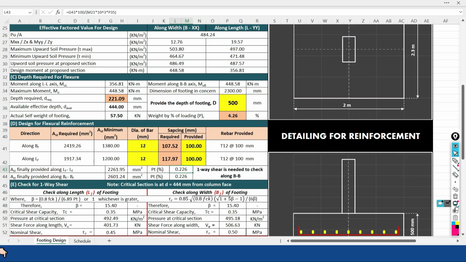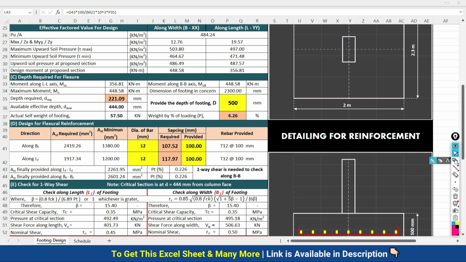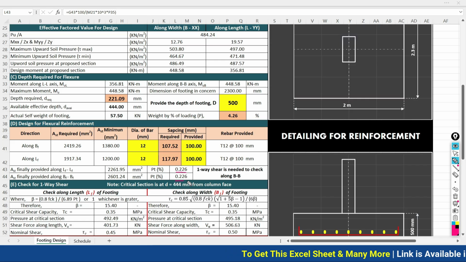So finally the provided bar is 12 mm diameter of bar at a spacing of 100 mm center to center, 12 mm diameter of bar at a spacing of 100 mm center to center. Got it? So the provided percentage of reinforcement is going to become 0.226. As per the codal recommendation, the reinforcement to be provided should be more than 0.12%.